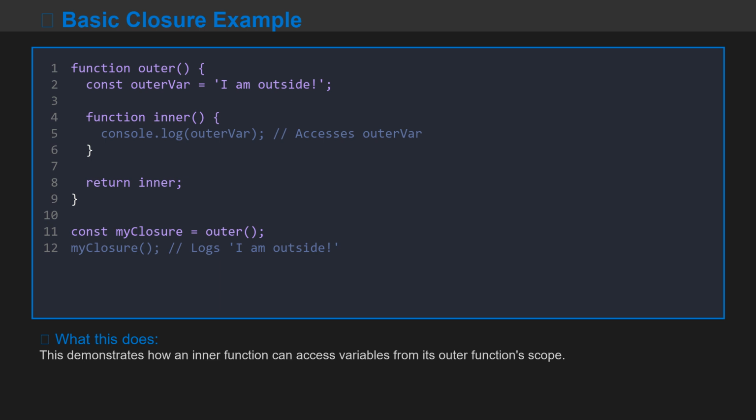Let's look at a basic closure example. Here on your screen, we have a function called outer that contains a variable called outerVar. Inside outer, we define another function called inner. Inner has access to outerVar even though outer has already returned. When we call myClosure, it logs "I am outside," because it remembers the lexical environment where it was created.